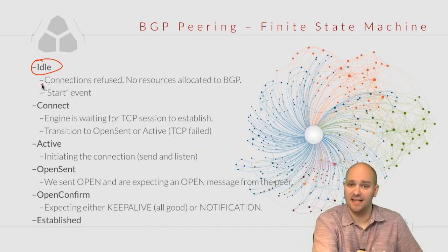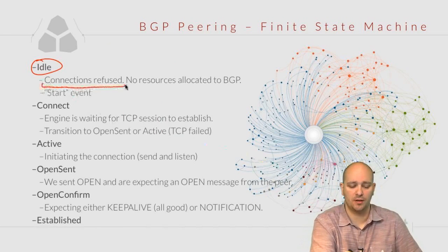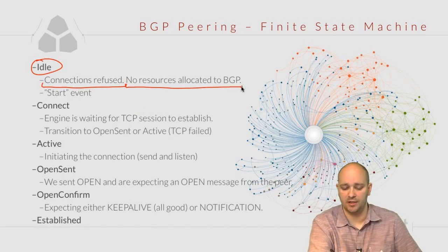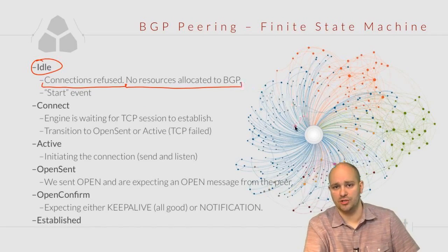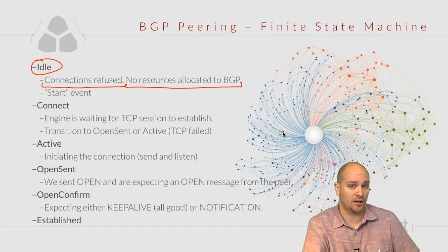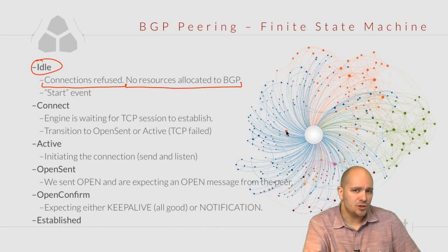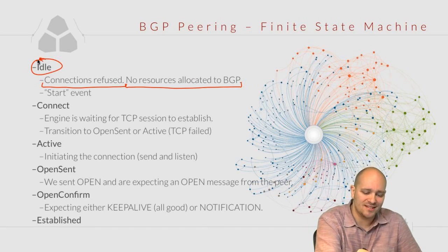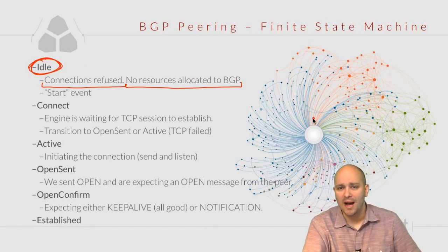The RFC specifies that in this state, all incoming BGP connections to port 179 should be refused, and that for this particular neighbor, no system resources, which basically means memory, should be allocated. I should point out that in Cisco IOS, this idle state might be just a little bit misleading.